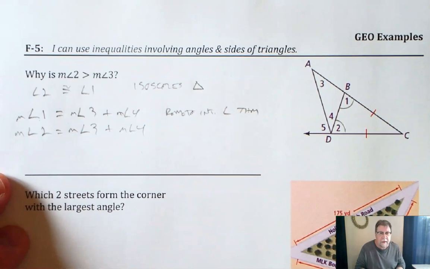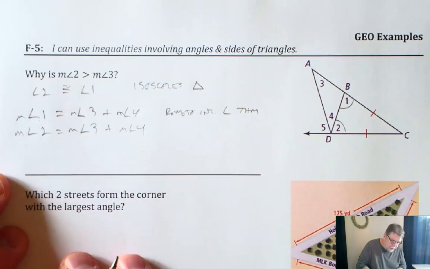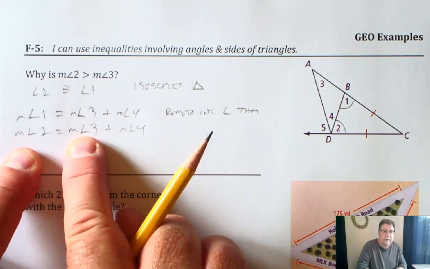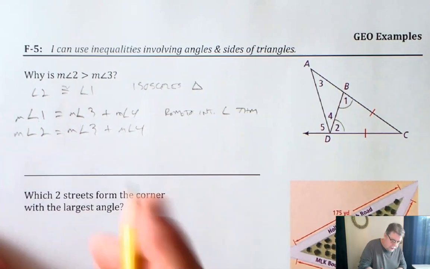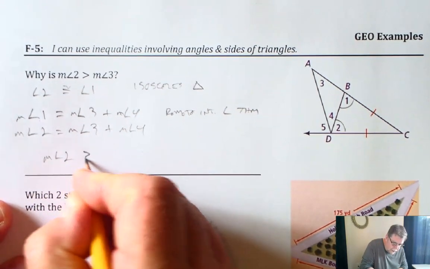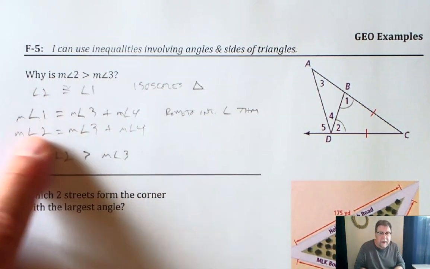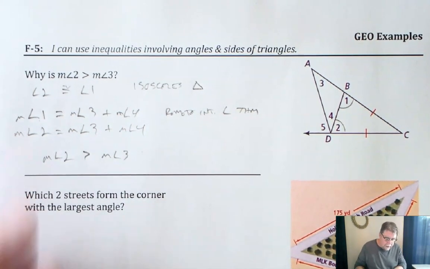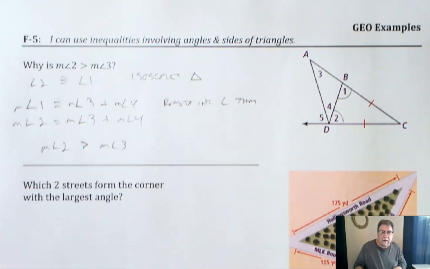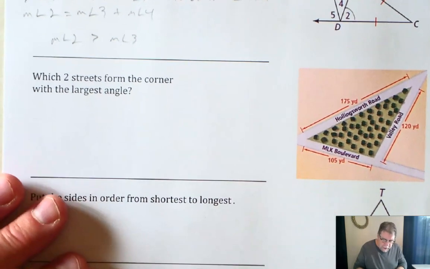Right? And since that's the case, look here. Angle 2 has to be larger than the measure of angle 3 alone, because we have to add another angle to it to make it equal to the measure of angle 2. So that has to be true. All right, knowing that, let's take a look at this question.